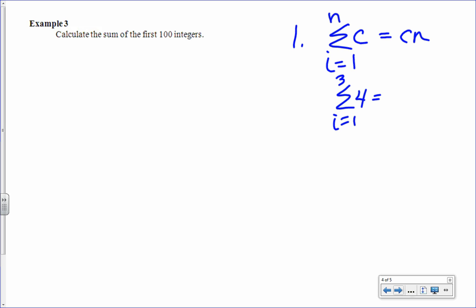Now it's saying substitute 1 in there. What do I get if I substitute 1 in there? I get 4. Substitute 2 in there. What do I get? Substitute 3 in there. What do I get? And I stop, right? Because it says to stop at 3. So the answer is? So what is this rule saying?